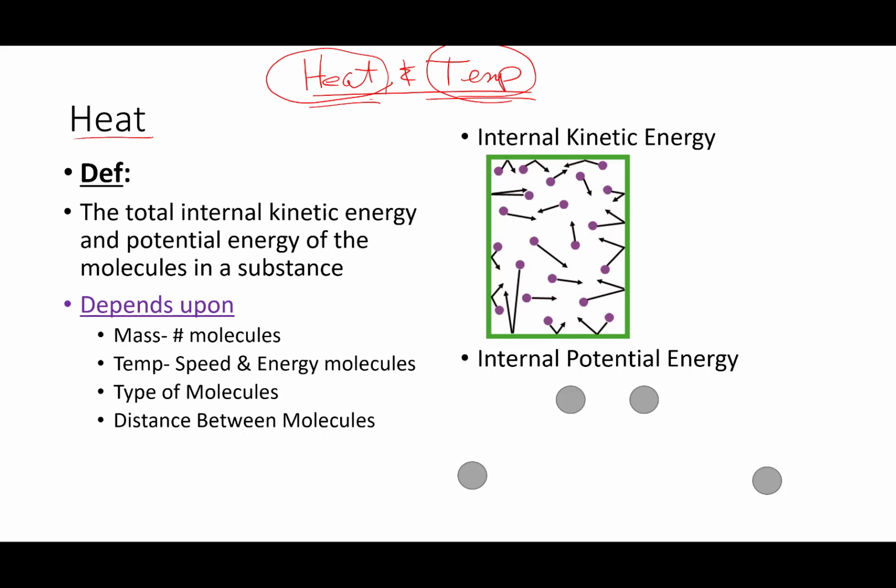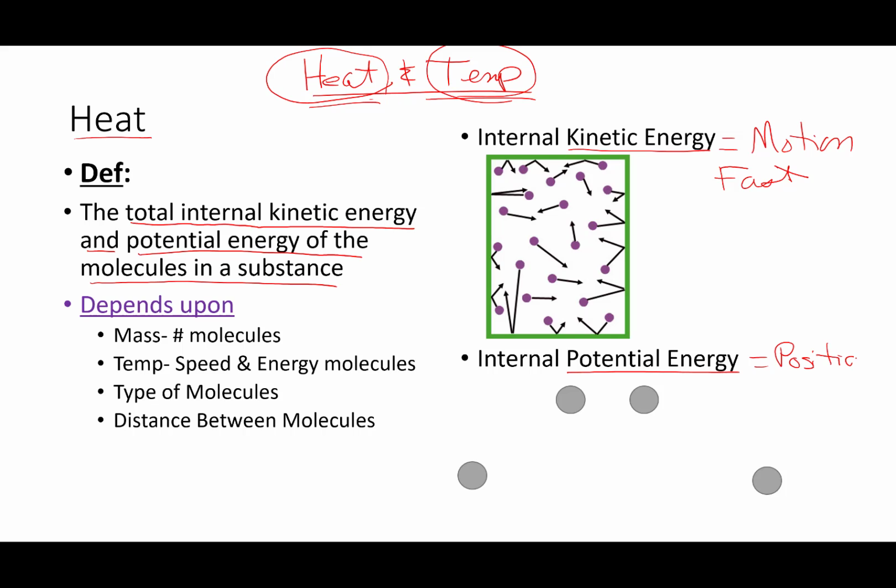Heat is defined as the total internal kinetic energy and potential energy of the molecules in a substance. It comes back to chemistry. It comes back to molecules. And it's a combination of both kinds of energy. Kinetic energy, if you remember, is energy of motion. So this depends upon how fast molecules are moving. Potential energy is energy of position.